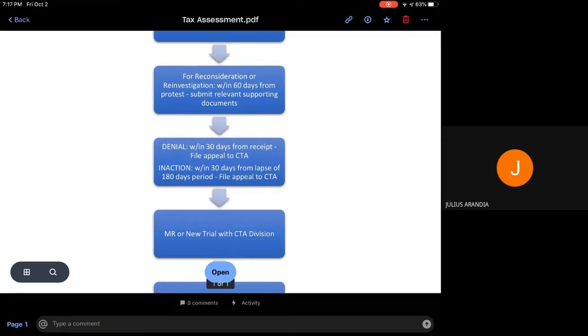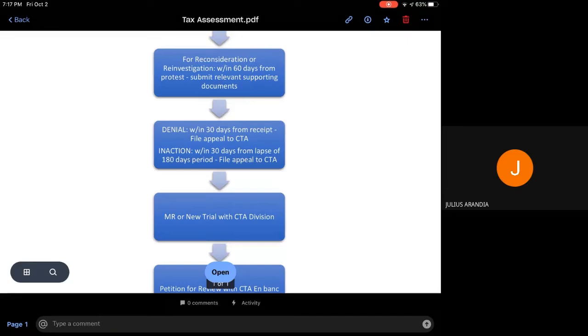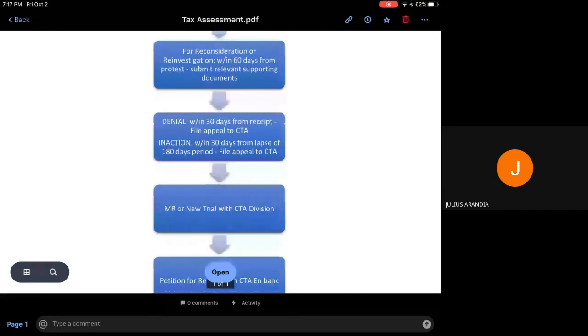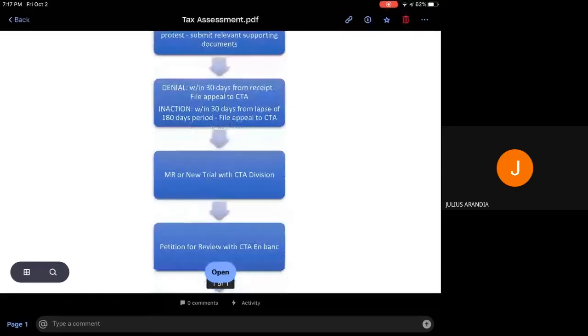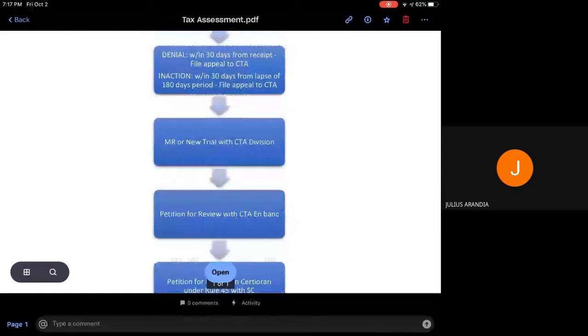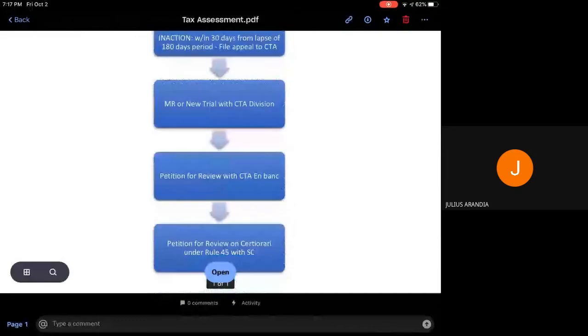Okay. Then, if the CTA denies the appeal, the taxpayer may file a motion for reconsideration or new trial with the CTA division. Again, if it's denied, they may file a petition for review with the CTA en banc. Again, if it's denied, they can file the petition for review on certiorari under Rule 45 with the Supreme Court. So that's the procedure on the tax assessment.